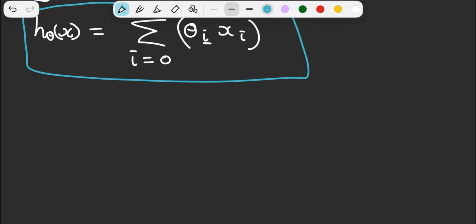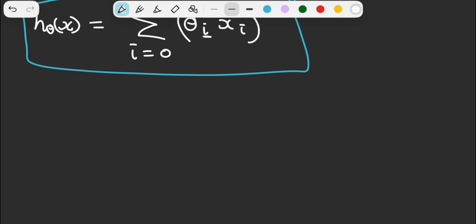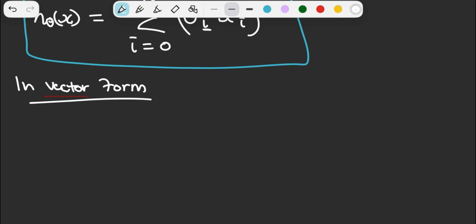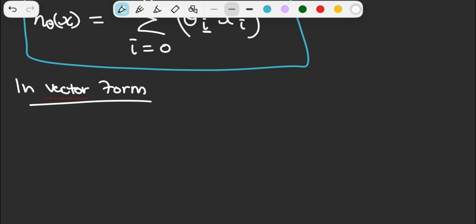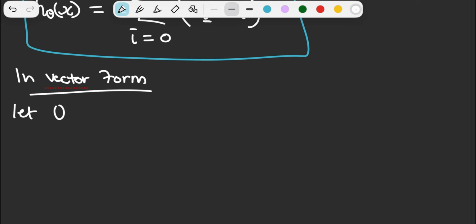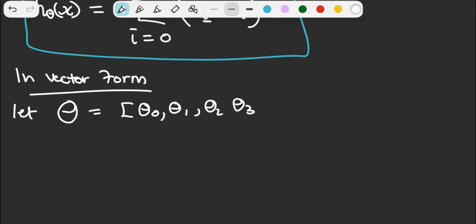Okay, so it's important now to be able to say, can I express this in vector form? You're a curious person, wondering, can I express this in vector form? And I would say you can. In vector form, this is equivalent to something we are going to do here. Let theta, just a big theta with nothing behind it, be equal to theta 0, theta 1, theta 2, theta 3, theta 4, theta 5.